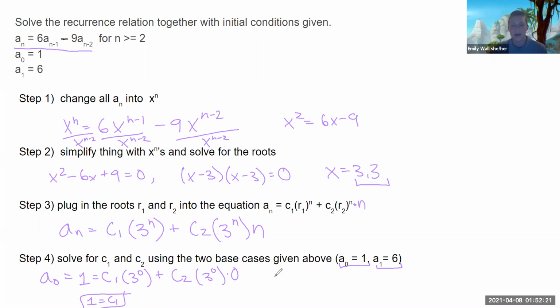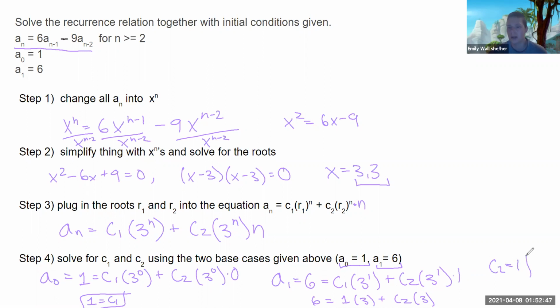Okay, to finish this off, we need C2. So we use the other initial condition, A1 equals 6, which equals C1 times 3 to the 1 plus C2 times 3 to the 1 times 1. Plugging in what we know, we get 6 equals 1 times 3 plus C2 times 3. Solving for C2, we get that C2 also equals 1 in this case.